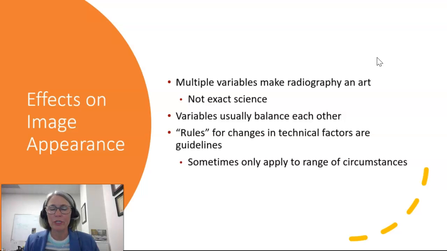So don't just say, oh, I have to change it exactly double, I have to change it exactly 15%. You're going to look and go, am I a little overexposed? Am I a little underexposed? Am I fully underexposed? Am I fully overexposed? Do I need to go more than 15%, more than doubling? What do I need to do? That's where your technical abilities come in. That's where it's not an exact science. I wish it was.